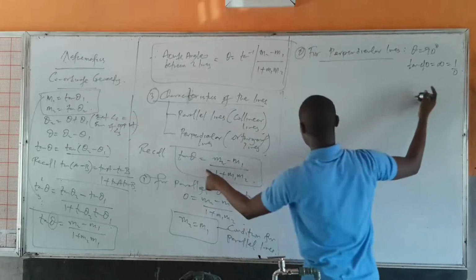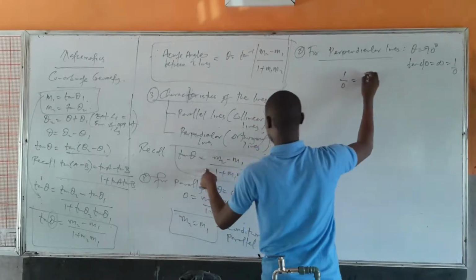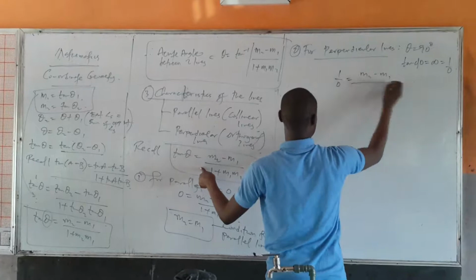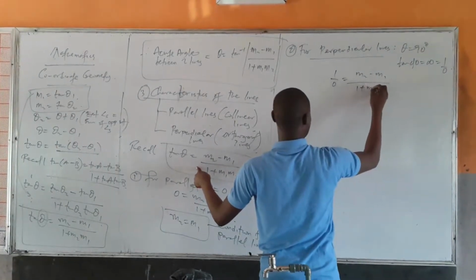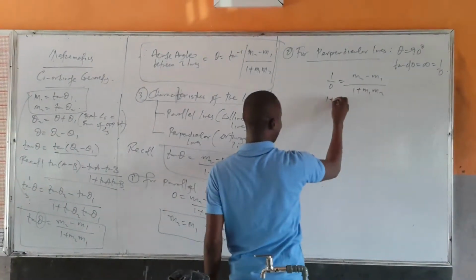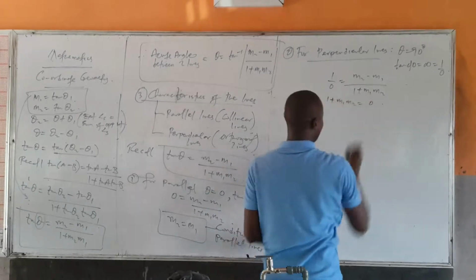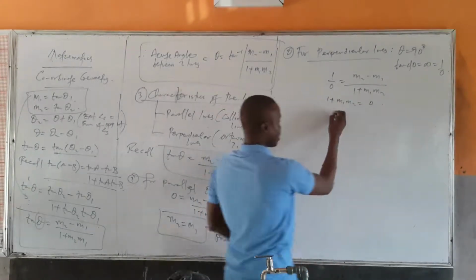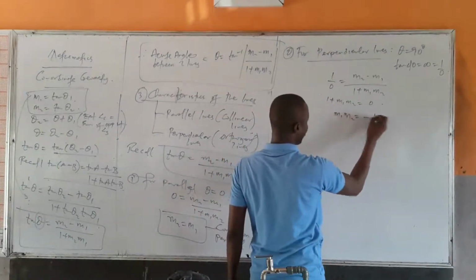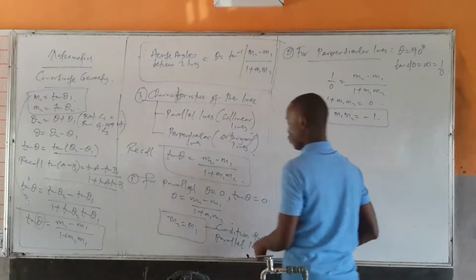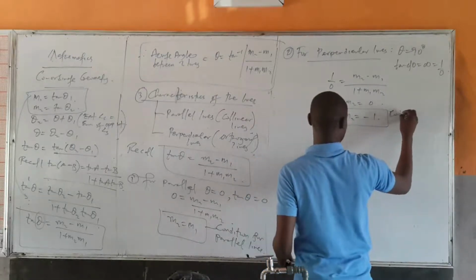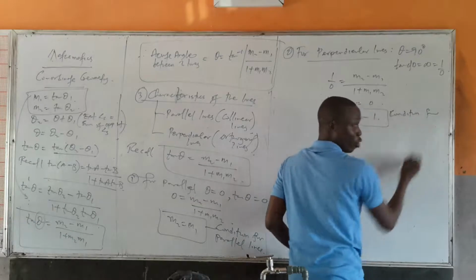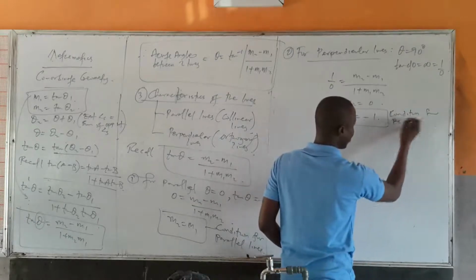So I'm going to use this in here. I'll bring it in here, 1 over 0 as (m2 minus m1) over (1 plus m1 m2). If I cross multiply, I have 1 plus m1 m2 to be equal to 0. Okay, so that means m1 m2 is equal to minus 1. This is the condition for perpendicularity.